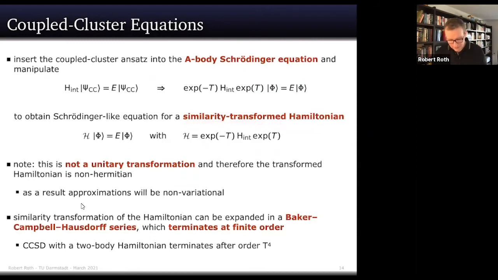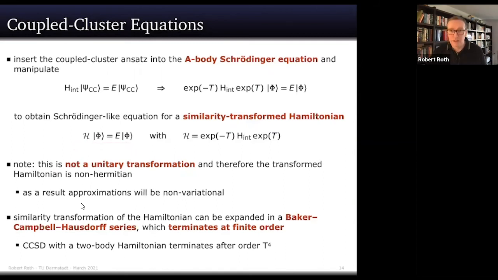The price you pay is that once you truncate this cluster expansion, the resulting approximations will not be variational anymore. So you can beat the Ritz variational principle. You can calculate a ground state energy which is below the exact ground state energy. But that's a minor problem because typically calculations are sufficiently accurate. You're so close to the exact value, it doesn't really matter whether you're a little bit below or a little bit above. And now you have to solve this equation.